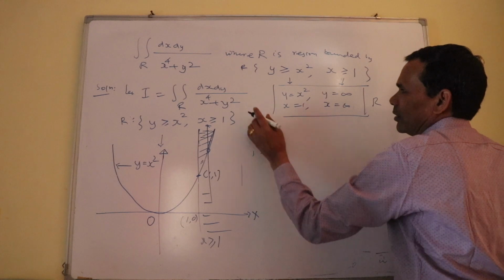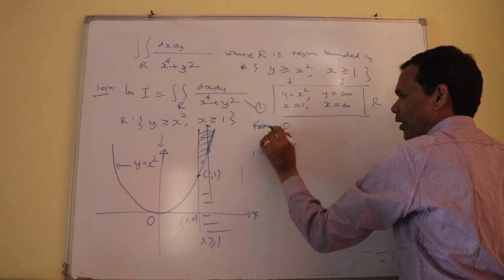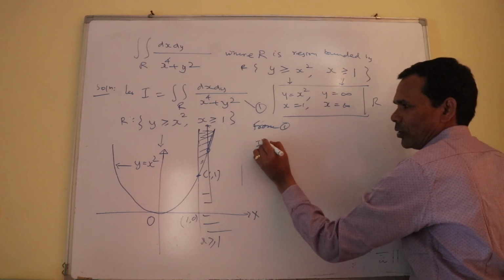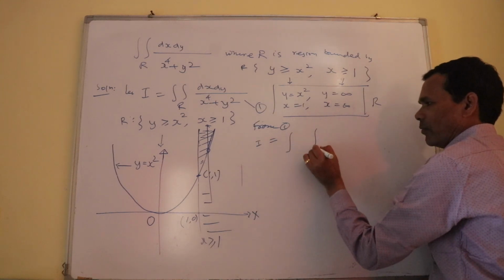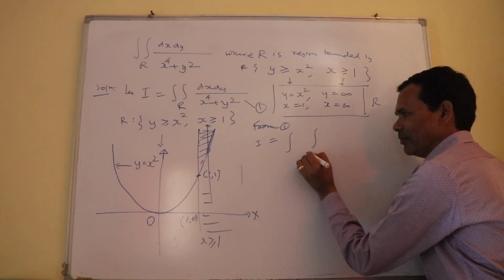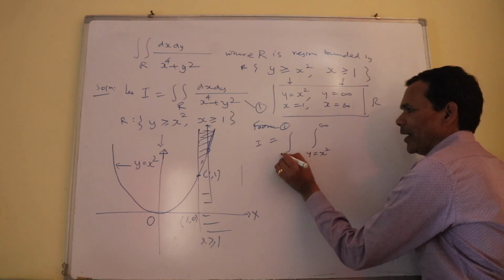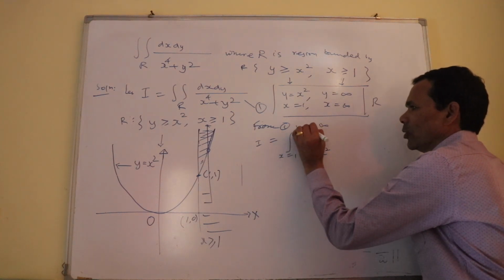So I just take it from here, from 1. I is equal to, with respect to y first, as we have considered a vertical strip, y is equal to x square to infinity and x from 1 to infinity.